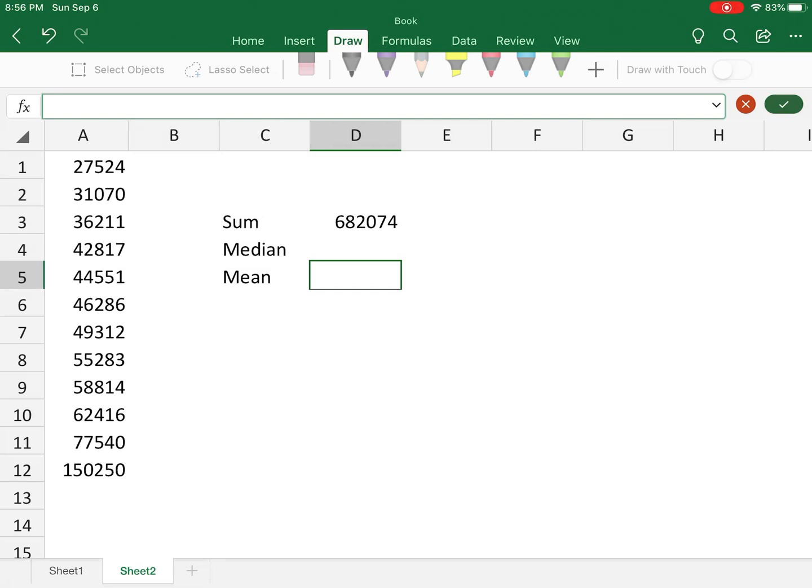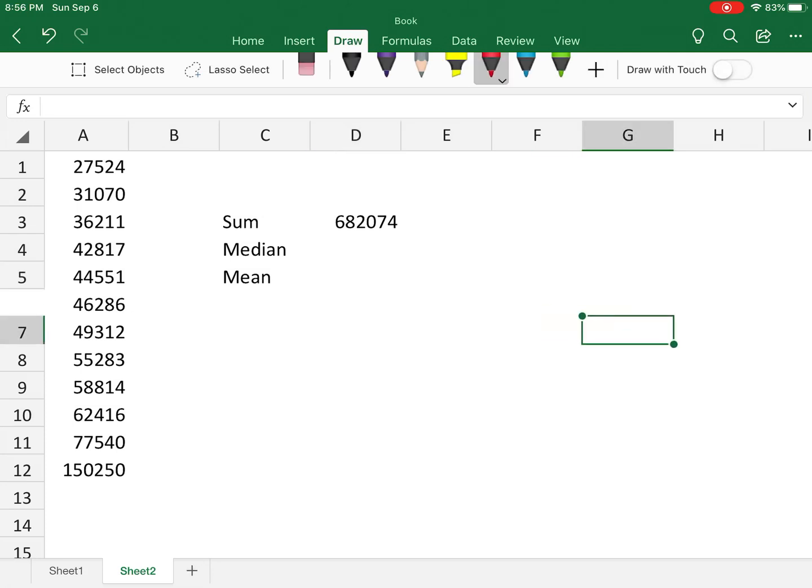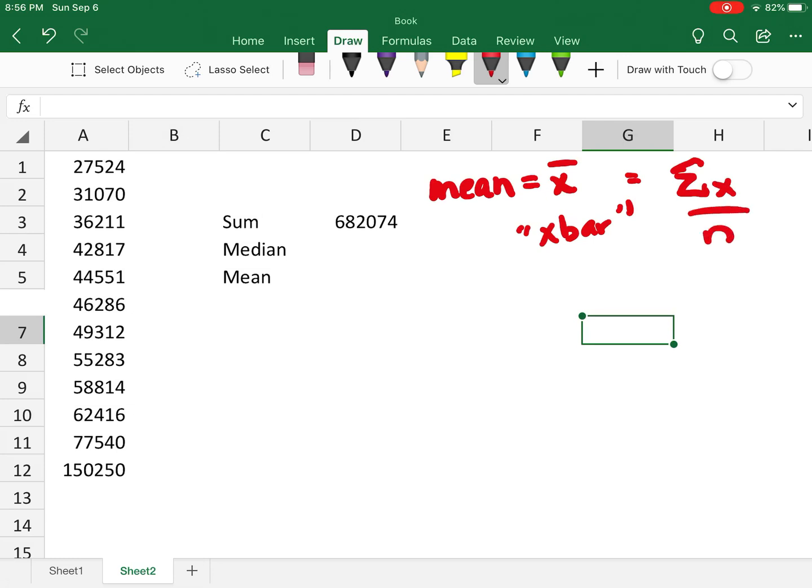And the mean itself is what we call X bar. So our mean is equal to what we call X bar. And X bar is equal to the sum of the x's divided by n.